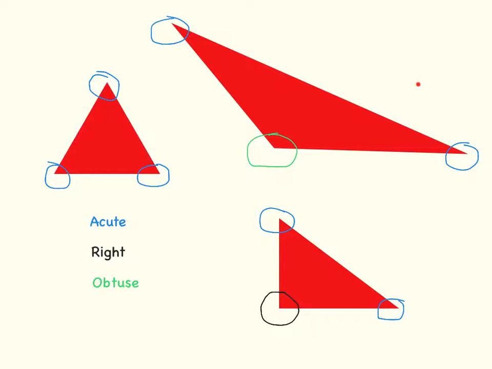This large triangle has two acute angles and one obtuse angle, which would make this triangle an obtuse triangle. The last triangle has two more acute angles and one right angle, which makes it a right triangle.